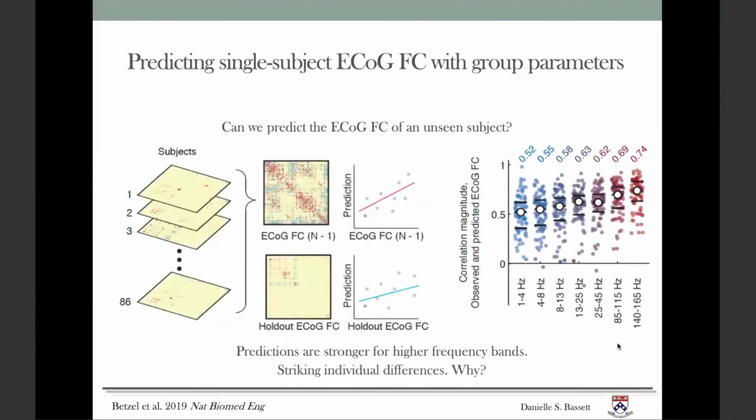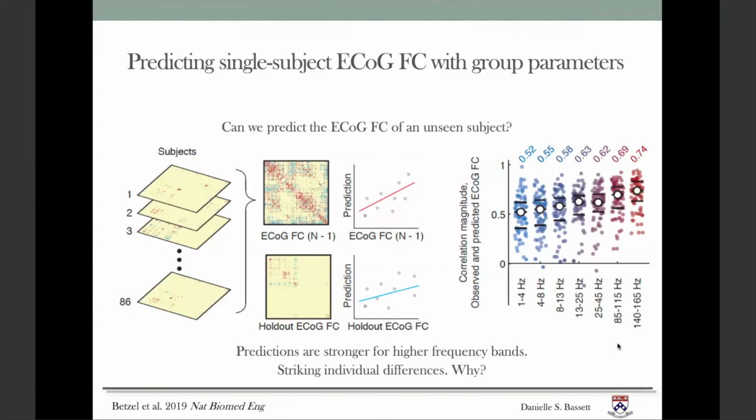Now, how would we want to use this sort of information? I think one of the ways that we might want to use it is to predict single subject electrocorticography functional connectivity in an unseen patient. So to address whether that was possible and to what degree we could do that well versus not do that well, we took all of the subjects and we left one out and calculated the functional connectivity of n-1, and then asked whether we could predict that in everyone except one, and then using those specific parameters, we estimated what the functional connectivity would be from the held out subject.